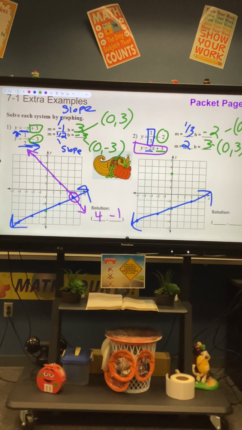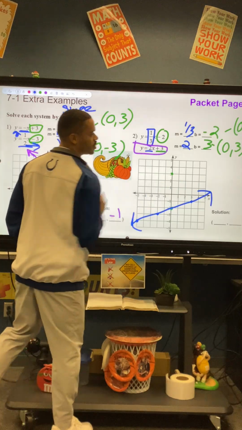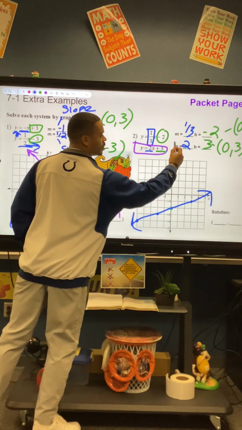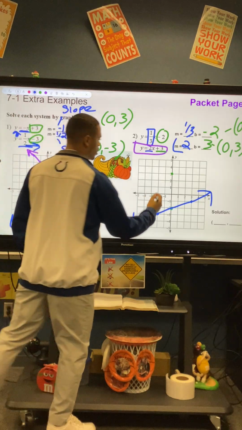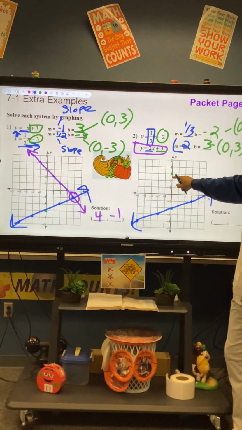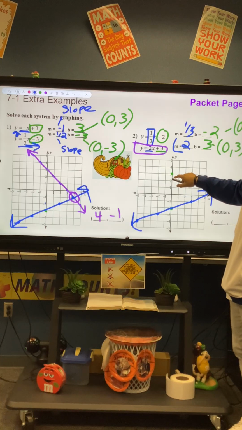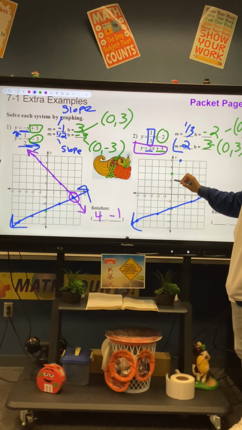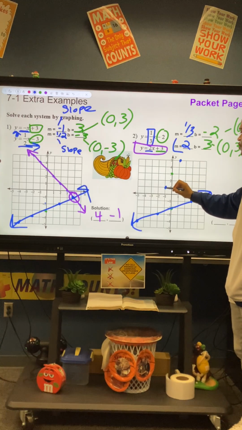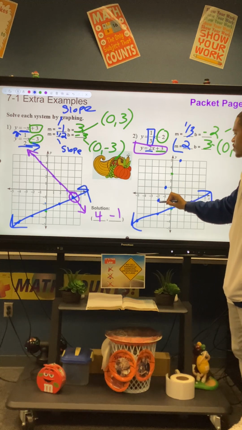And then from there, Davion, what do I do? From that point, to get to my next point, what am I doing? It's my M value. No. I'm starting here. I already have this point, because I know that's a point. So from this point, if my M value is 2, that means I'm going to go up 2 and then to my right 1. And keep going down.